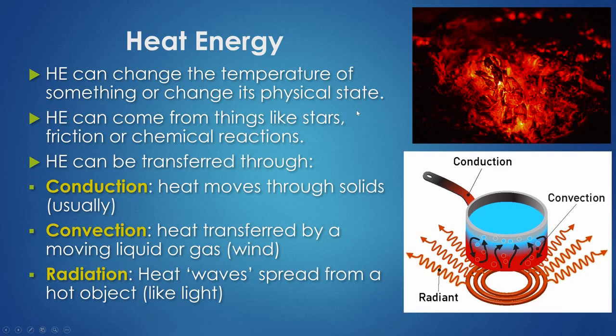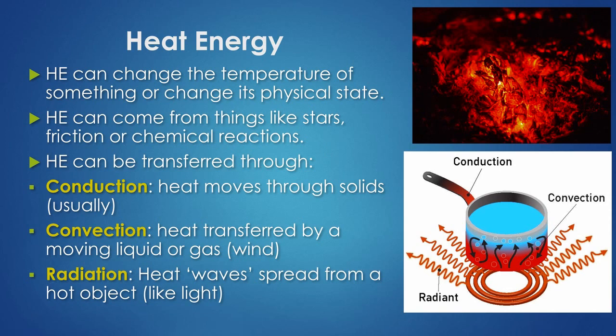Heat energy can change the temperature of something or change its physical state. So if you apply heat energy to something that's 5 degrees, you might get it to 10 degrees Celsius. Or if you apply heat to a solid, you might get it to become a liquid. If you apply heat to that liquid, you might get it to become a gas, and that's what it means by changing physical state. We can get heat energy from things like stars, friction, chemical reactions, probably not the only things, but some of the main things.